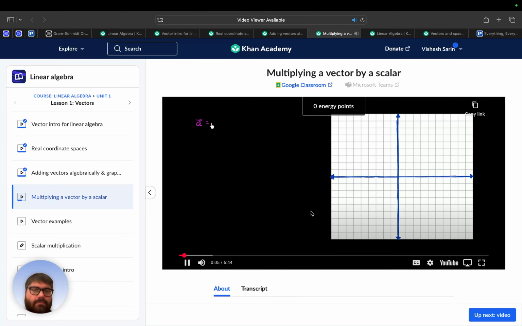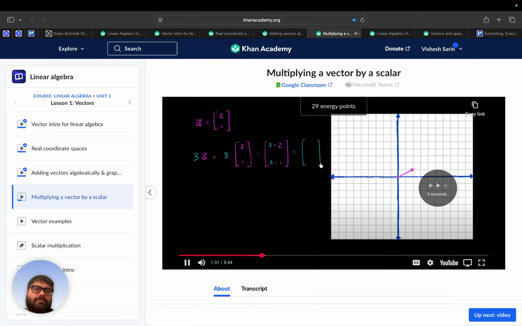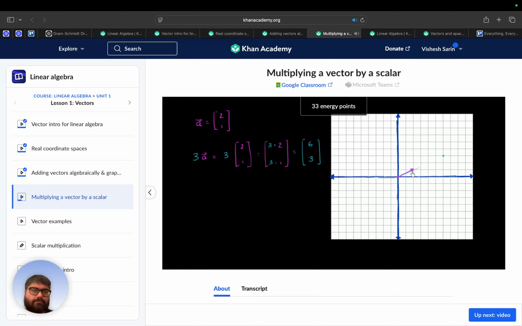Let's say that it is equal to 2 and 1, multiplied by a scalar, and we apply that to each component of this vector. Well, 3, 4, 5, 6, and 3 in the vertical. 1, 2, 3. So it gets us right over there. So it would look like this.